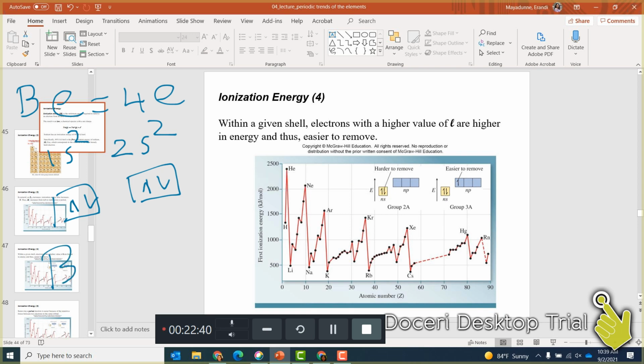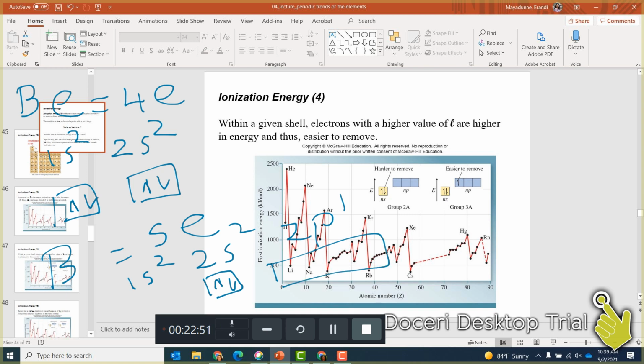Think about boron. 5 electrons: 1s2, 2s2, 2p1. If boron loses this p electron, it can easily come to the fully filled shell. Again, this comes to the idea that fully filled shells are more stable. So that's why beryllium has higher ionization energy, because it doesn't want to lose that fully filled configuration and go into the half filled configuration. But boron, if it loses that electron, can easily go to the filled 1s2 and 2s2 shell.